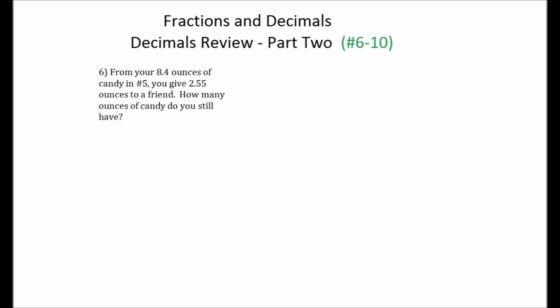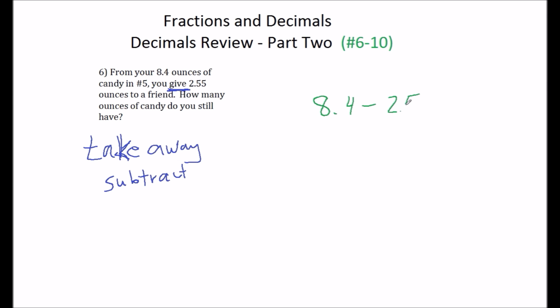So this is quite simply, you're giving the 2.55 ounces. You could think of that as your friend is taking that away. Take away, which means we're going to subtract in this problem. Okay, so you're starting with your 8.4 ounces, and we are going to subtract the 2.55 ounces for your friend. And again, make sure we get that decimal point there.